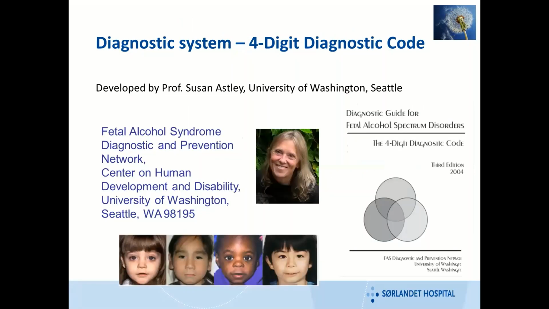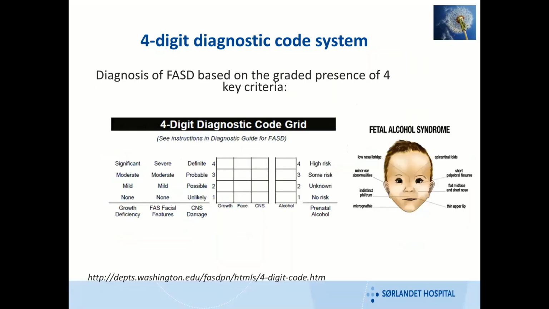Just to shortly mention one of the diagnostic systems, the one we use in Norway, the 4-digit diagnostic code, developed in Seattle by Susan Astley. The 4-digit code is based on the graded presence of 4 key criteria: growth, face, CNS pathology, and whether or not there has been alcohol exposure. You grade these 4 key criteria from 1 to 4, and the higher the number, the more severe the form of FASD. The picture here shows some of the facial characteristics for those with full fetal alcohol syndrome. But remember, most of the children with FASD don't have these full facial characteristics.